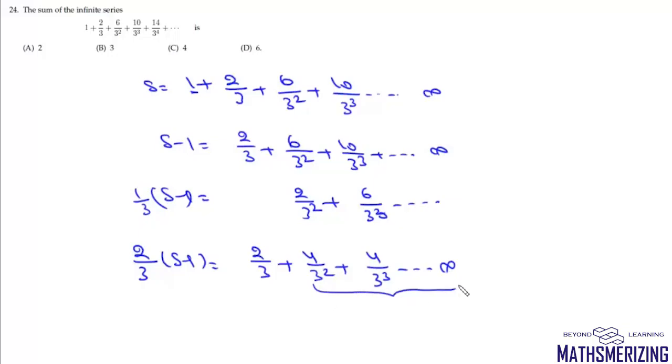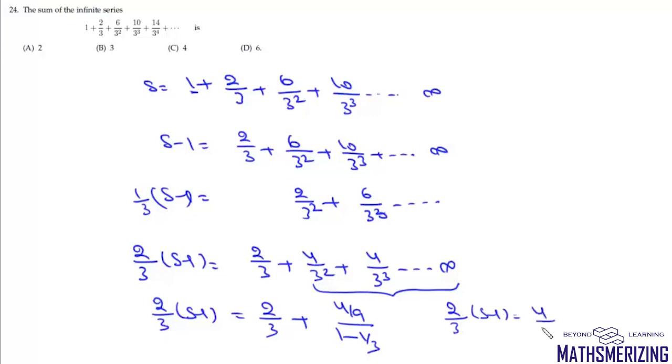Now this is nothing but an infinite geometric progression. We can write (2/3)(S minus 1) equals 2/3 plus a, which is 4/9, upon 1 minus r. r is 1/3. So we'll get (2/3)(S minus 1) equals 4/3. So the value of S is simply 3. So the sum of this series is 3, which is your option number B.